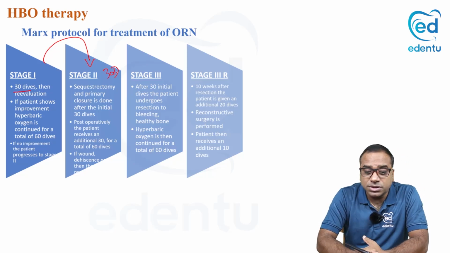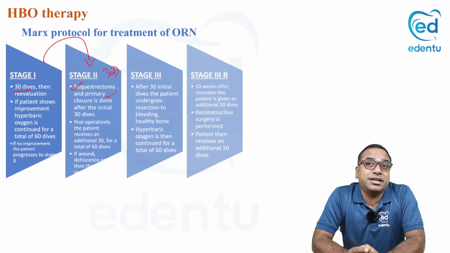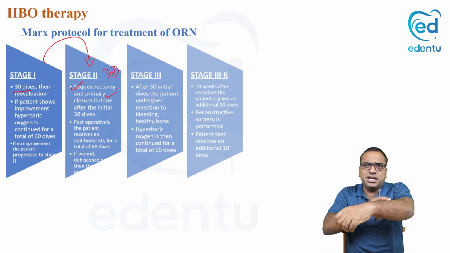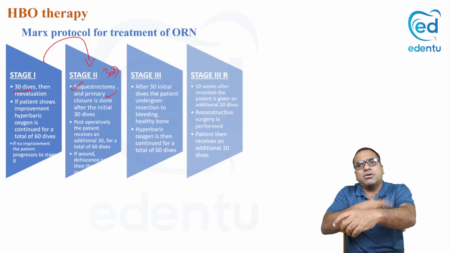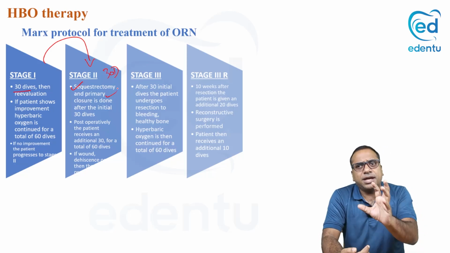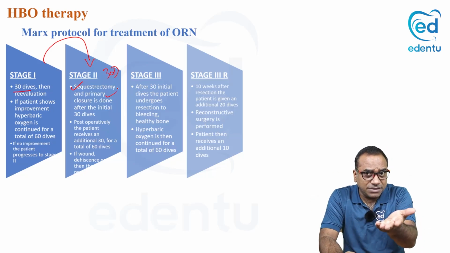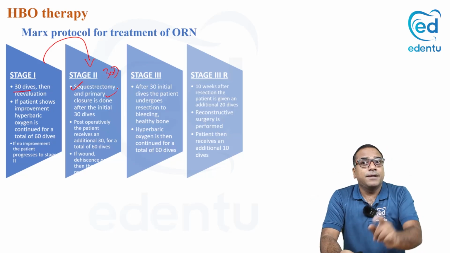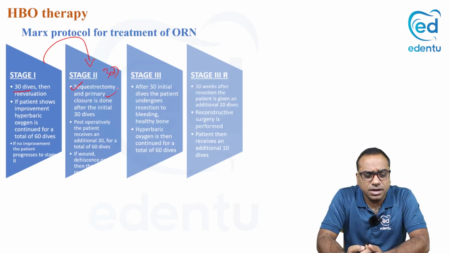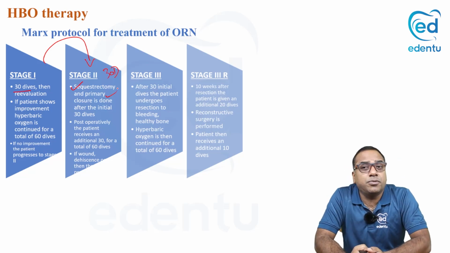And do this procedure called sequestrectomy and primary closure. Sequestrectomy, what is sequestrum? That is dead and degenerated bone. So whatever pus and degenerated bone, with your burrs and all, take it out, scoop it out. Induce a fresh bleeding, make it healthy bleeding, and then do a primary closure. First 30 dives you give, perform sequestrectomy and primary closure, send the patient home, recall him after a certain period of time, and then see what is the improvement.